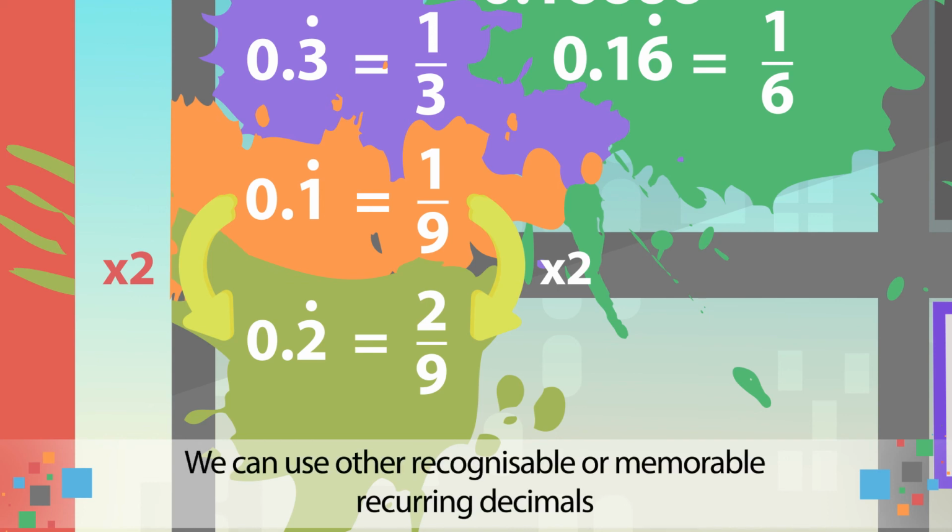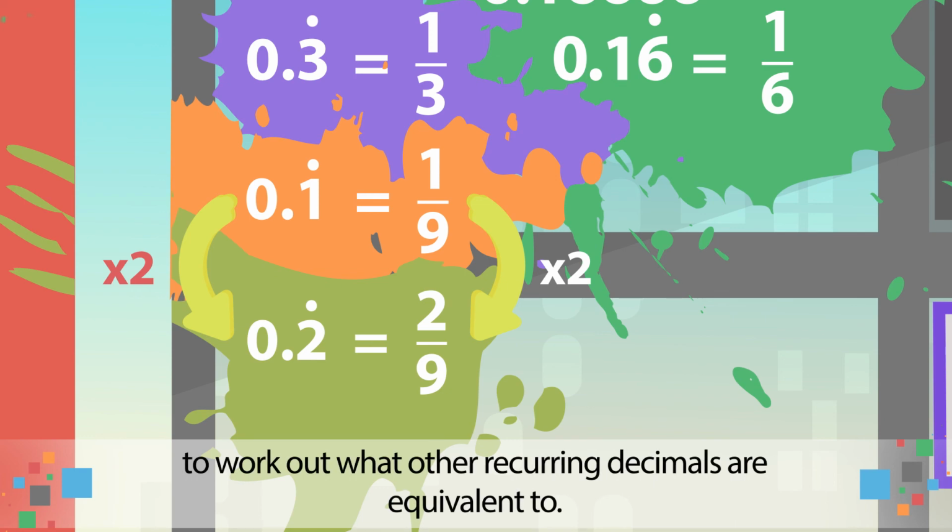We can use other recognisable or memorable recurring decimals to work out what other recurring decimals are equivalent to.